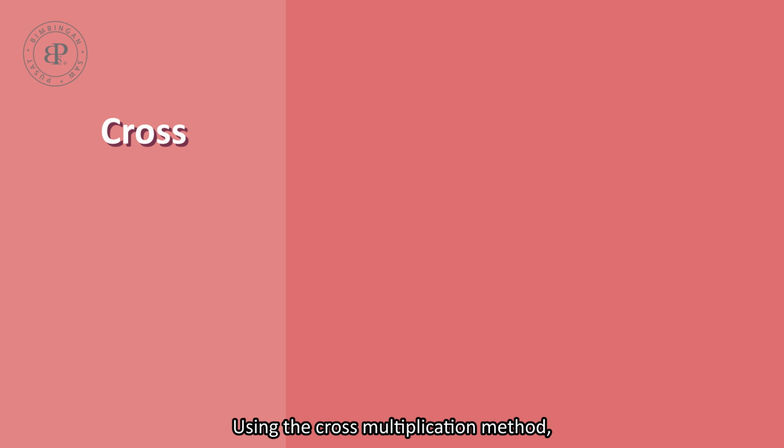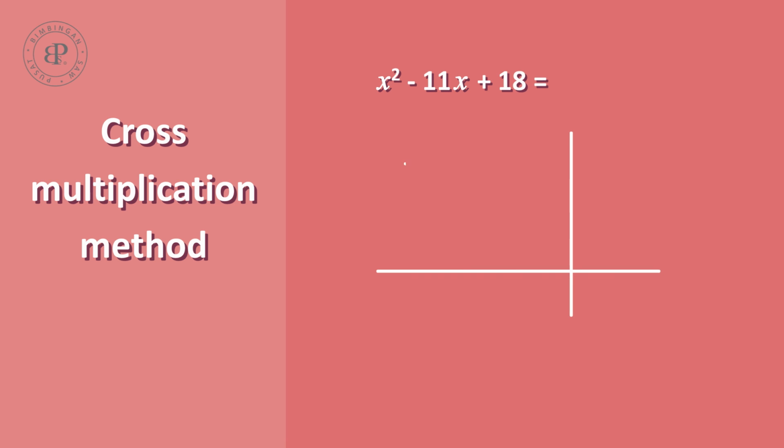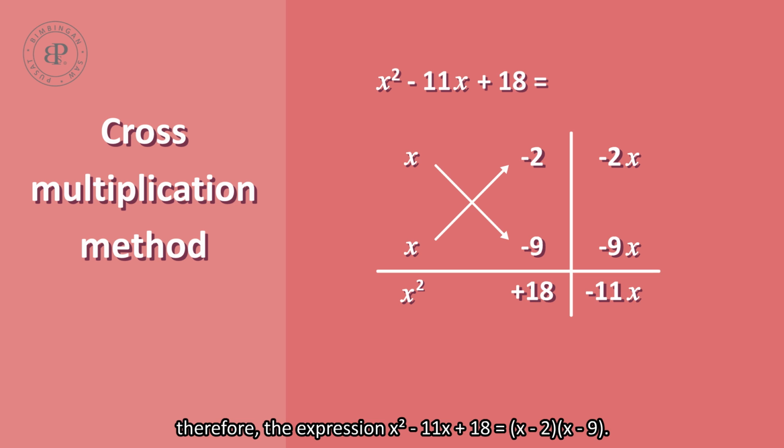Using the cross multiplication method, we can factorize the expression x squared minus 11x plus 18 as follows. Therefore, the expression x squared minus 11x plus 18 is equal to x minus 2 and x minus 9.